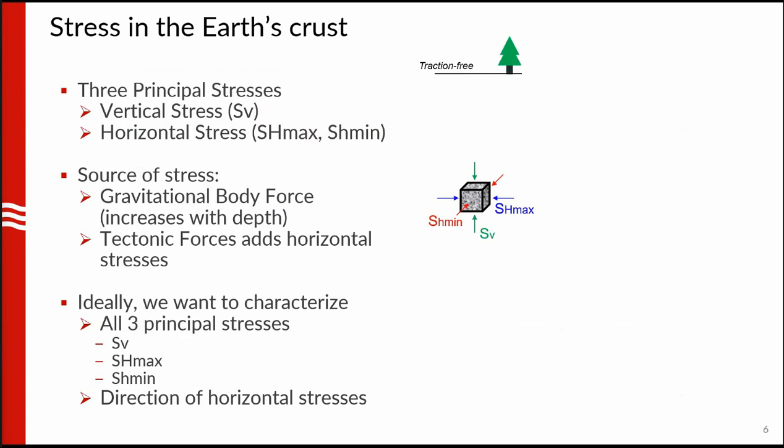So stress is a tensorial property, so we can always make the discussion very complicated, but we're going to simplify the discussion by just focusing on the principal stresses. So stress in the earth, as shown in this cube in the middle, as long as we are close to the surface, we can simplify the discussion by saying that there are three principal stresses: vertical stress, and the two horizontal stresses. We call them SHmax and SHmin because one is greater than the other. As long as we characterize those three, we have an idea of the stress.